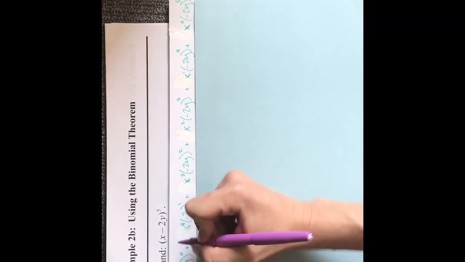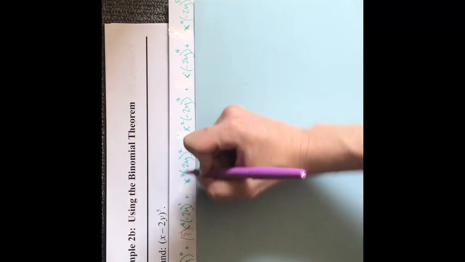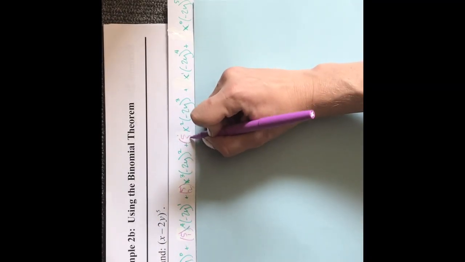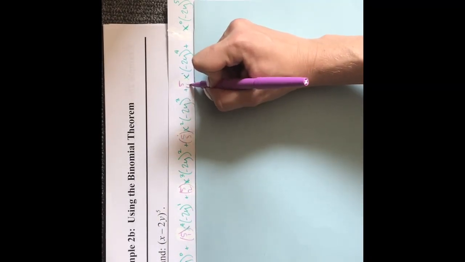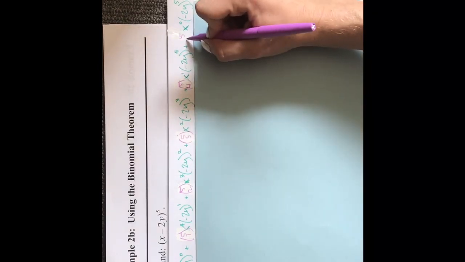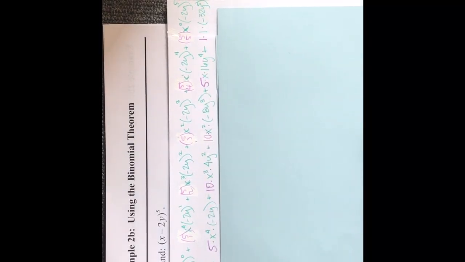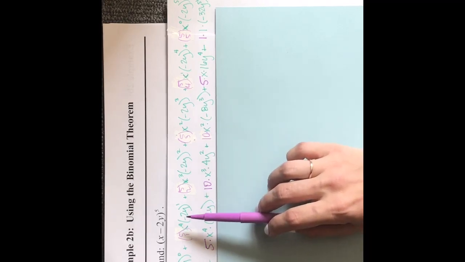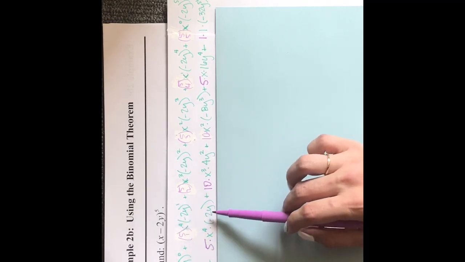So this is 5 above 0, 5 above 1, 5 above 2, 5 above 3, 5 above 4, and 5 above 5. So then when you calculate those, see, those are the purple numbers. And then also notice, negative 2y to the 0 is 1 here. Negative 2y raised to the first power is negative 2y.